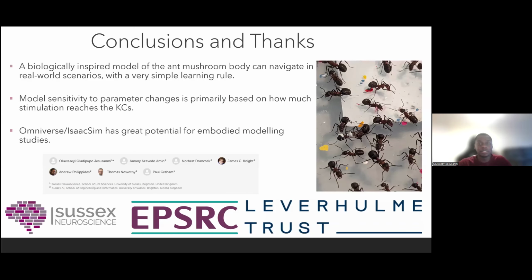So the main conclusions from that would be that a biologically inspired model of the insect brain can navigate effectively just using a simple learning rule. It's not too complicated, but it can still navigate just following these simple rules. And that its sensitivity to parameter changes is very variable on the amount of data that comes into the Kenyon cells. And also, it seems that Omniverse is really promising for some embodied modeling in the future.